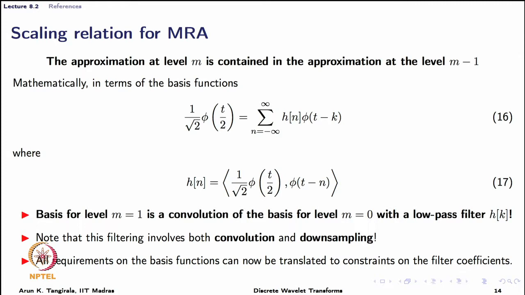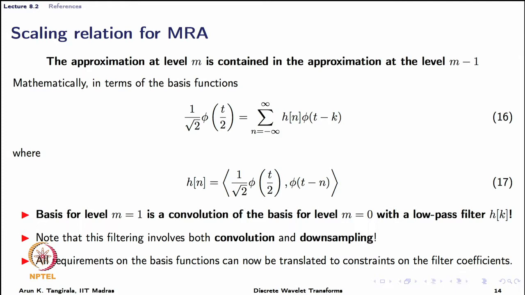All I have to do is that, and that is the beauty here, because we have assumed phis to be orthonormal. There is a slight mistake in equation 16, it should be t minus n, not t minus k. Because phis are orthonormal, the coefficients are obtained by simply taking the inner product between 1 over root 2 phi of t by 2 and phi of t minus n.